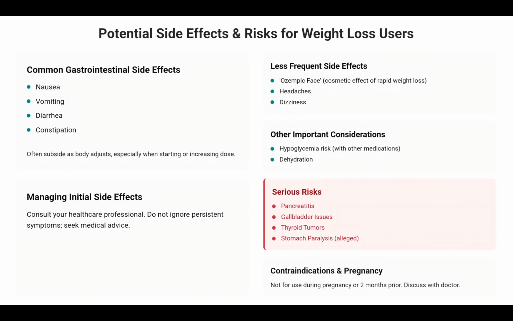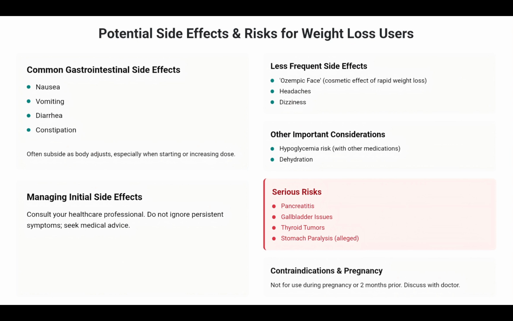Less frequent side effects: Ozempic face. This is the colloquial term that has entered clinical discourse, referring to the cosmetic facial changes, particularly loss of facial fat and a more gaunt appearance that can occur with rapid, significant weight loss. It is not a direct drug effect but a consequence of the weight loss itself. Headaches and dizziness have also been reported.